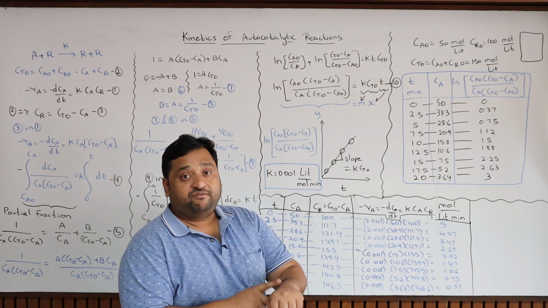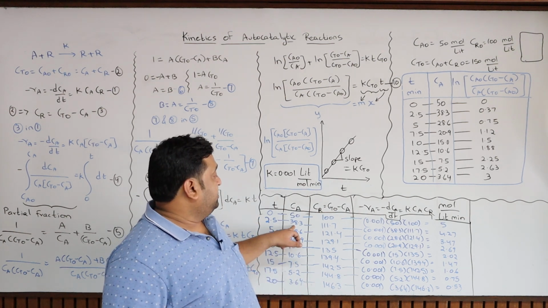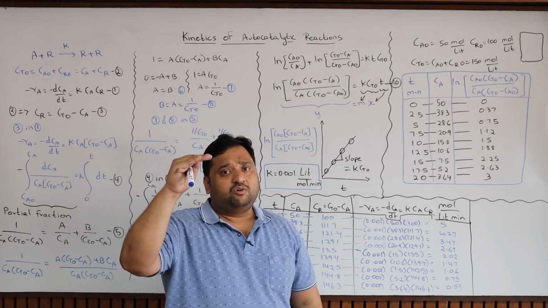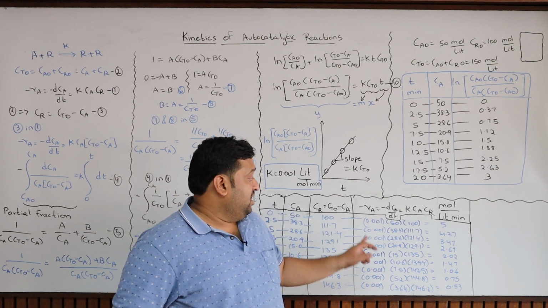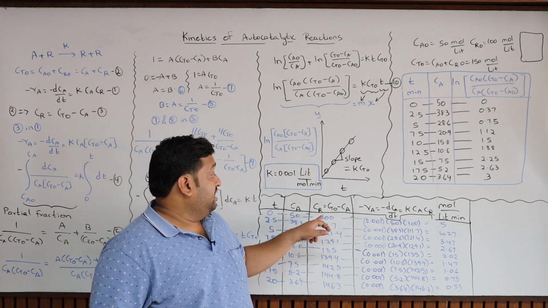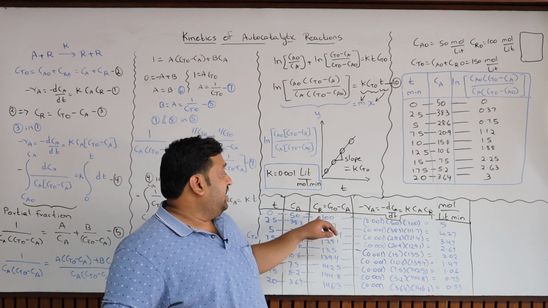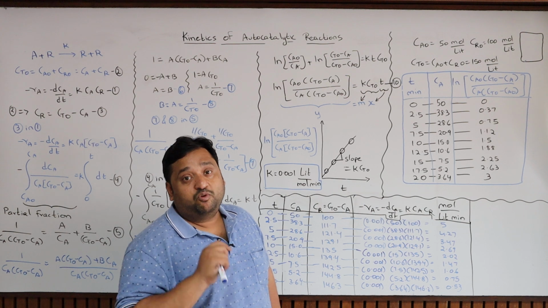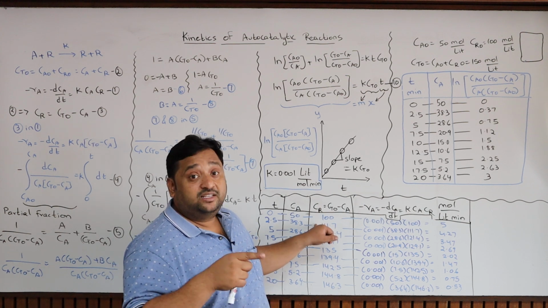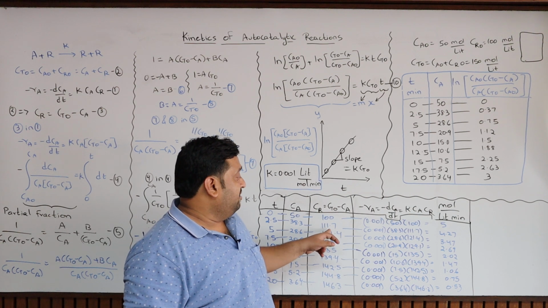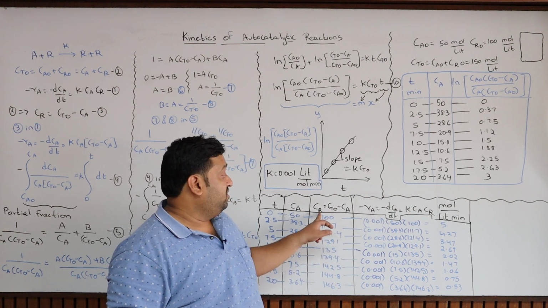After 2.5 minutes, what is my concentration? It is 38.3. That means A is getting reacted, so the concentration of A has dropped. Look at R. R is a reactant as well as a product. Initially it is 100 mole per liter. At the second instant, the concentration of R has risen to 111.7, from 100 to 111.7.